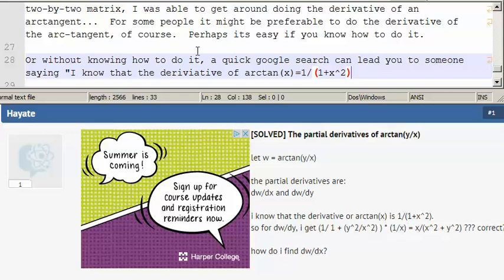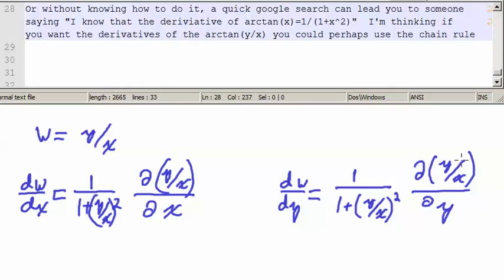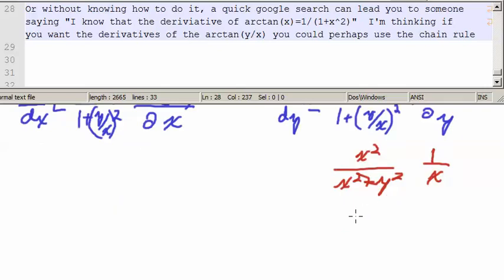Or without even knowing how to do it, a quick Google search can lead you to someone saying, I know that the derivative of arctangent of x is 1 over 1 plus x squared. I'm thinking if you want the derivatives of the arctangent of y over x, you could perhaps use the chain rule. The derivative of y over x with respect to y is simple enough. It's just 1 over x. And this term here can be simplified to x squared over x squared plus y squared, which yields x over x squared plus y squared. That's a good sign. I think that's what we had.